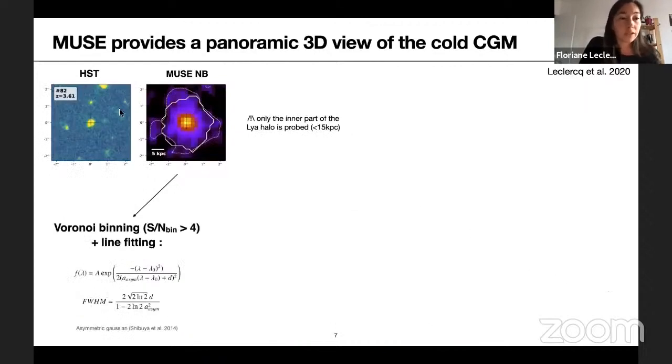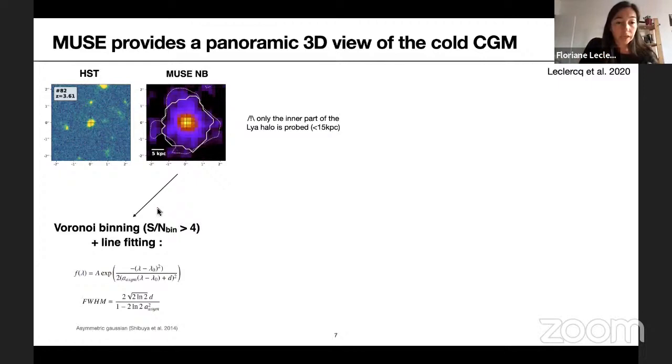So on the left, you can see the HST image, tracing the UV continuum of this galaxy, for instance. And here, this is the corresponding Lyman alpha narrowband image. And what we've done is we perform Voronoi binning. The solid contour shows the area studied for this resolved analysis. So this is only the inner part of the Lyman alpha halos, so it's within 15 kiloparsecs.